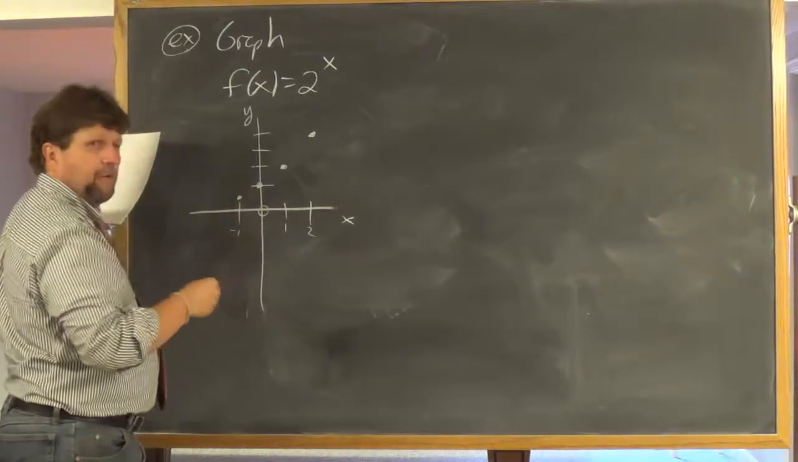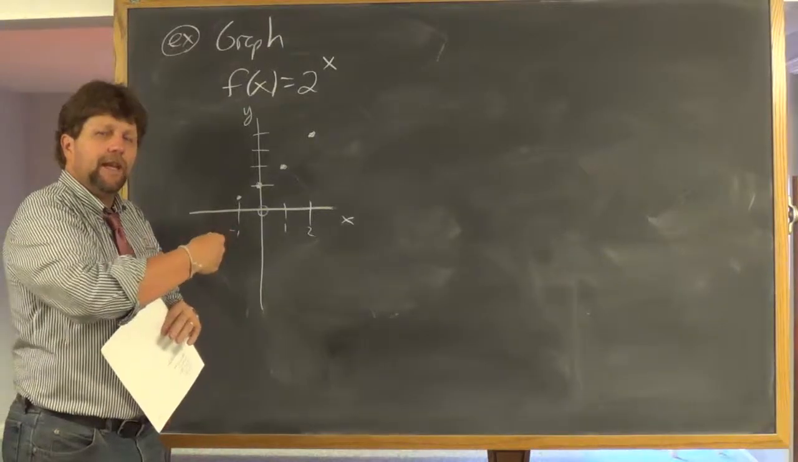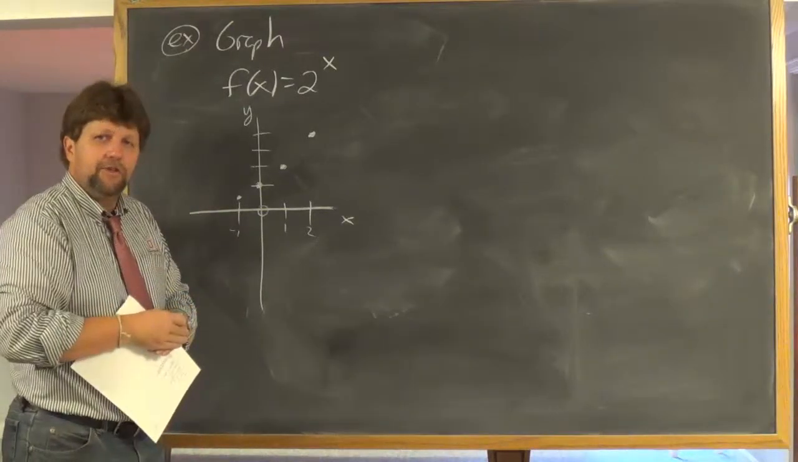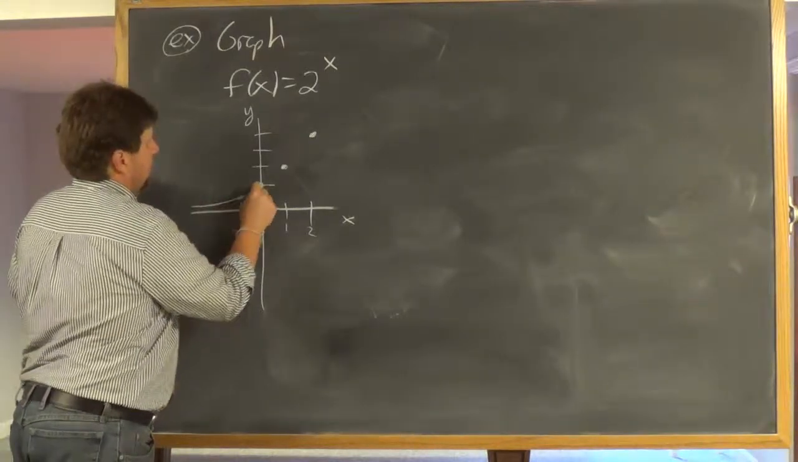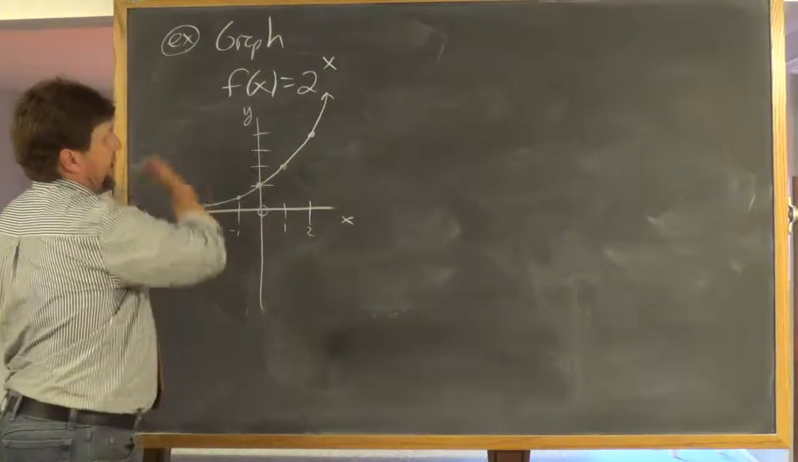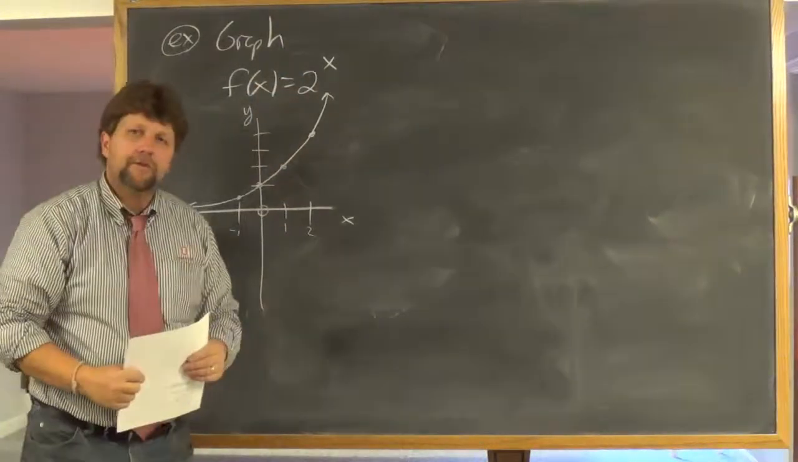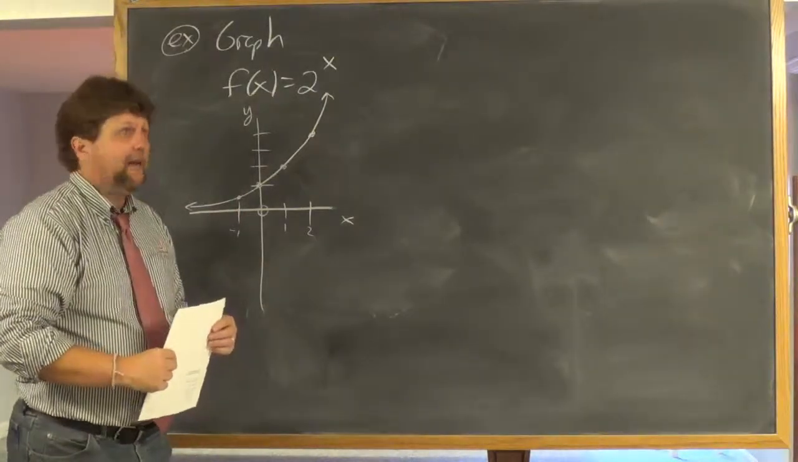And I think that's enough points for me to draw the graph because, again, we had just looked at what the general shape of an exponential growth function must look like. So I get a graph that looks something like this. Nice curved exponential growth. And that's all there is to graphing something like 2 to the x.